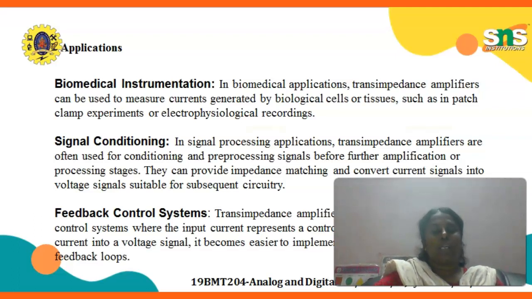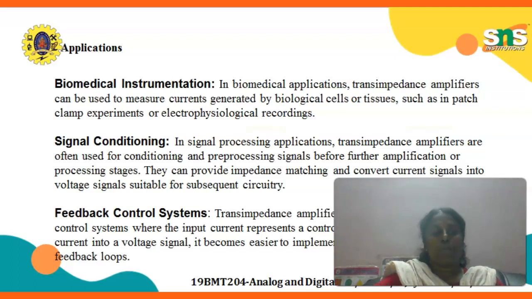At last, the application is feedback control systems. The transimpedance amplifier can be used in feedback control systems where the input current represents a control parameter. By converting this current into a voltage signal, it becomes easier to implement control algorithms and feedback loops.